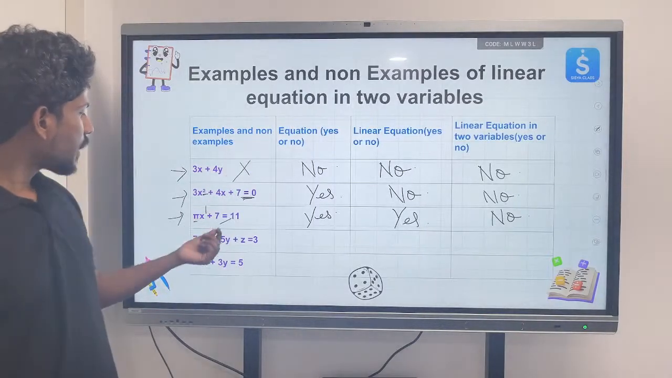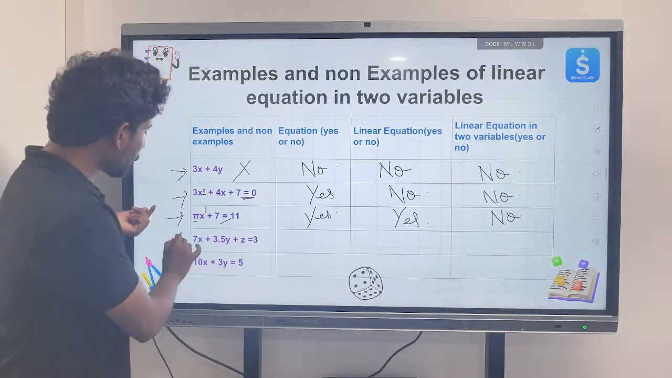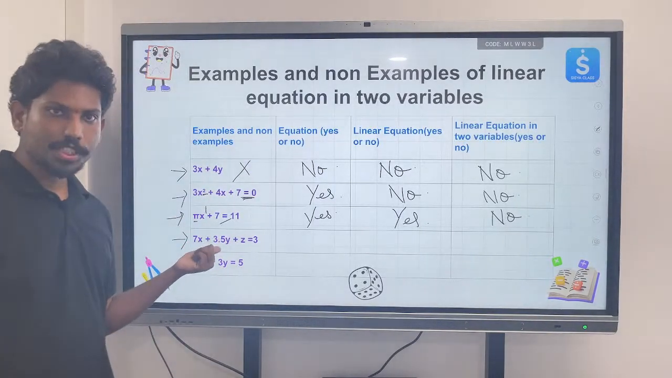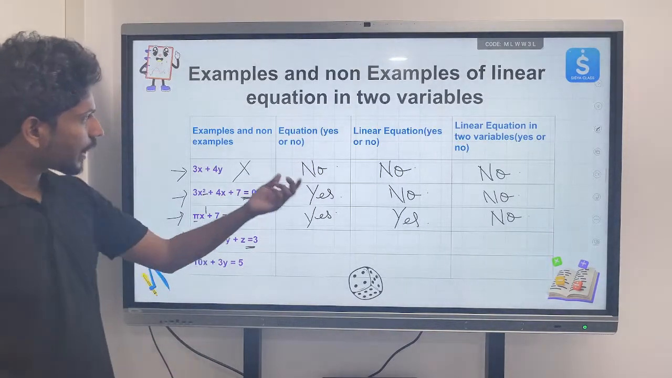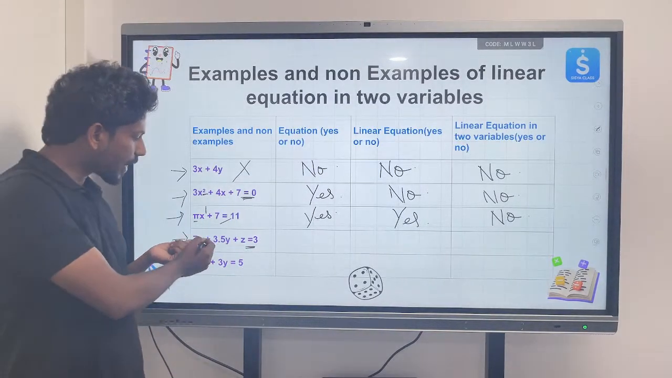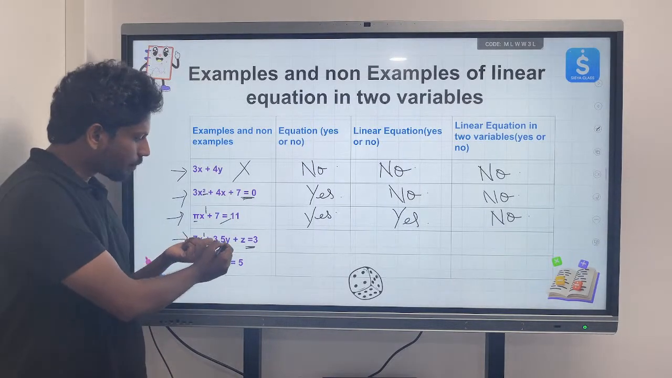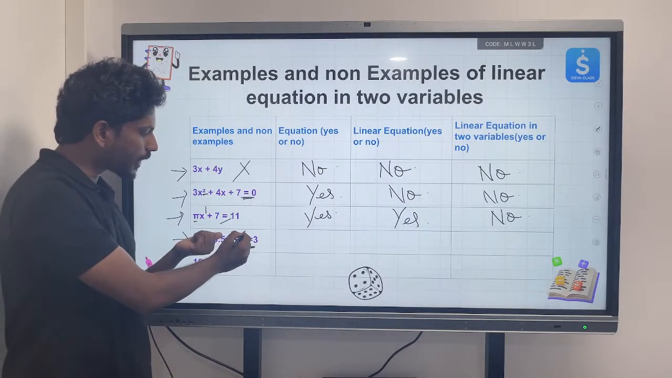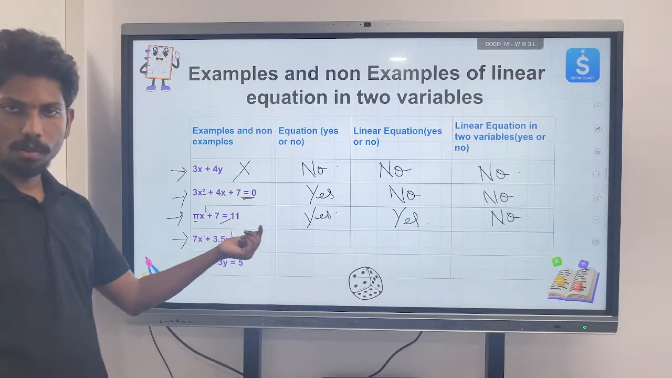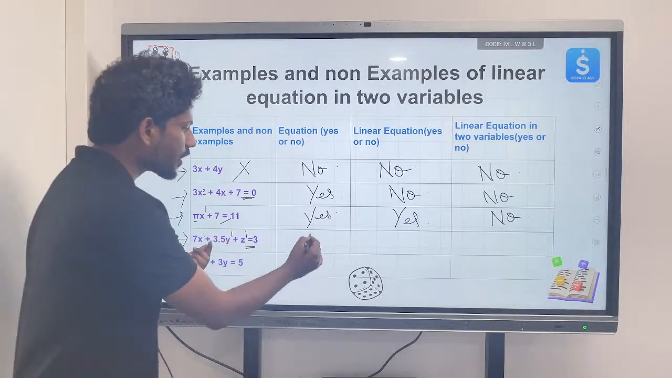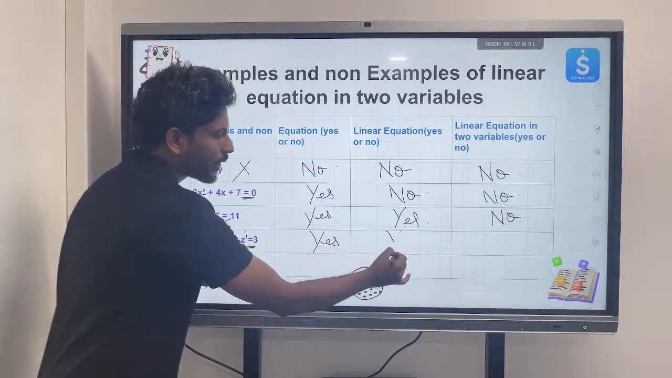Now if you see here the third example, is it an equation? Yes, it has an equality sign. Can I call it a linear equation? Now what is the exponent of x? 1. What is the exponent of y? 1. What is the exponent of z? 1. If you see all the exponents, they are 1, 1, 1. So can I call it a linear equation? Yes, I can call it a linear equation.